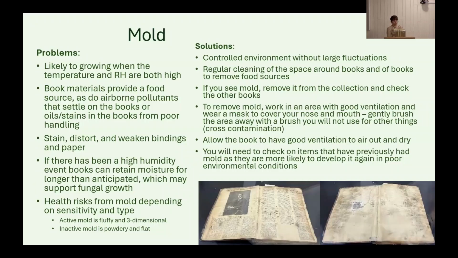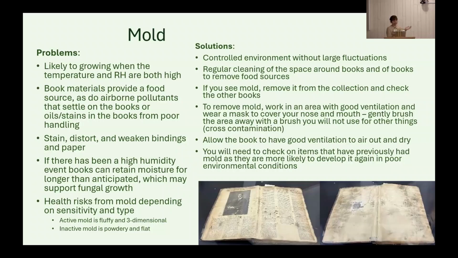If you are going to proceed with removing it, just make sure that you're working in good ventilation, you have the proper PPE on, so covering your nose and your mouth. And then you want to gently brush or vacuum away the area of mold, but making sure that you don't then use that brush or vacuum head for other things, as that is now contaminated. You don't want to spread the contamination.